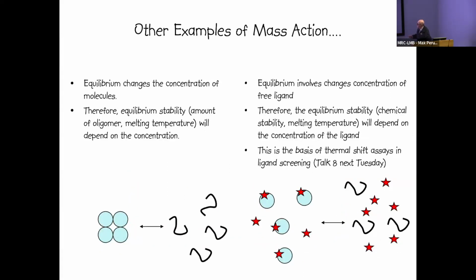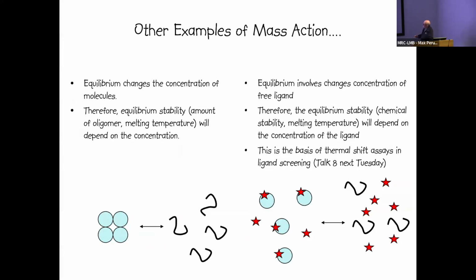You can think about an oligomer, the equilibrium position between this folded tetramer and unfolded monomers. The equilibrium position changes the concentration of molecules. Therefore, by mass action, the concentration of molecules will affect the equilibrium position. This means that the higher the concentration, the more we have of the folded species, the higher will be its melting temperature.